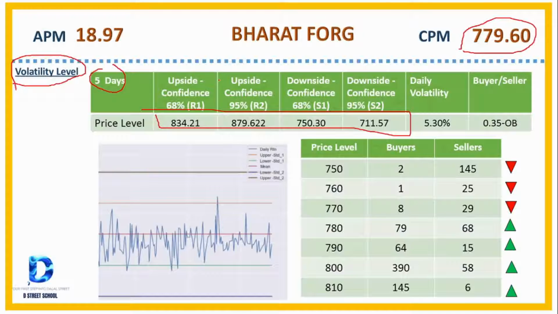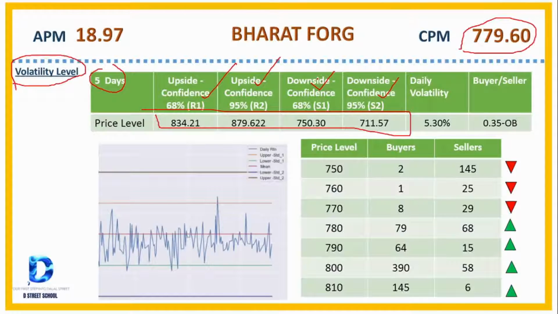In order to understand it in layman's language, I mentioned here R1, R2, S1 and S2. Don't think this is support and resistance. This is not support and resistance. For our layman understanding, I just mentioned R1 and S1, R2 and S2. Actually, this is a statistical range: standard deviation 1 and standard deviation 2. So R1 and S1 is standard deviation 1, and R2 and S2 is standard deviation 2.